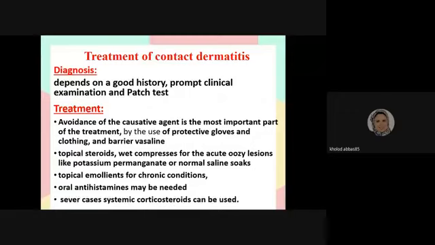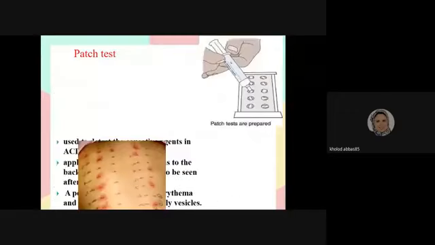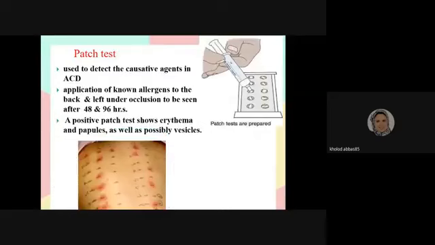Antihistamine if needed. The patch test, in short, is how you detect what is the causative agent in acute contact dermatitis. Apply small doses of known allergens at the back of the patient, and we close it, leave it for 48 to 96 hours, and then read the reaction. Positive patch test shows erythema, papules, and even vesicles.